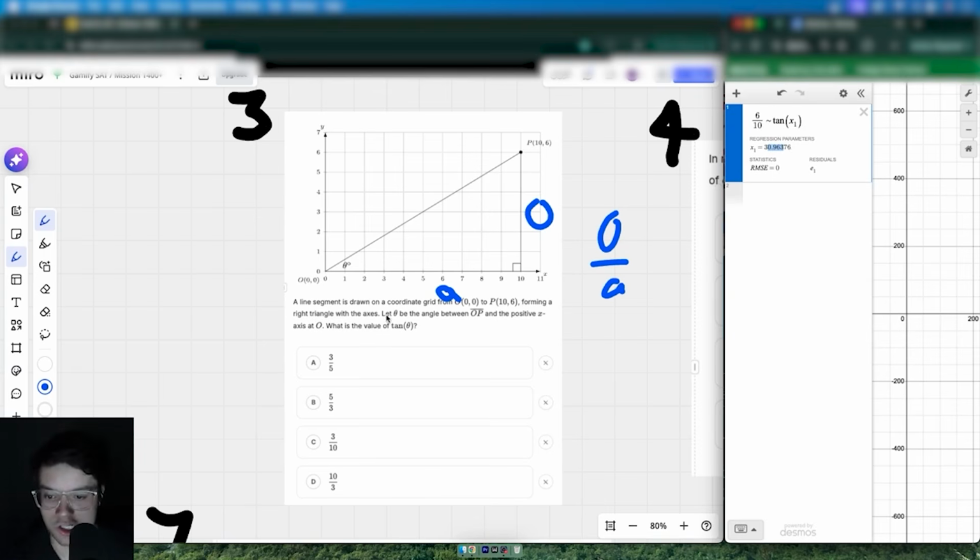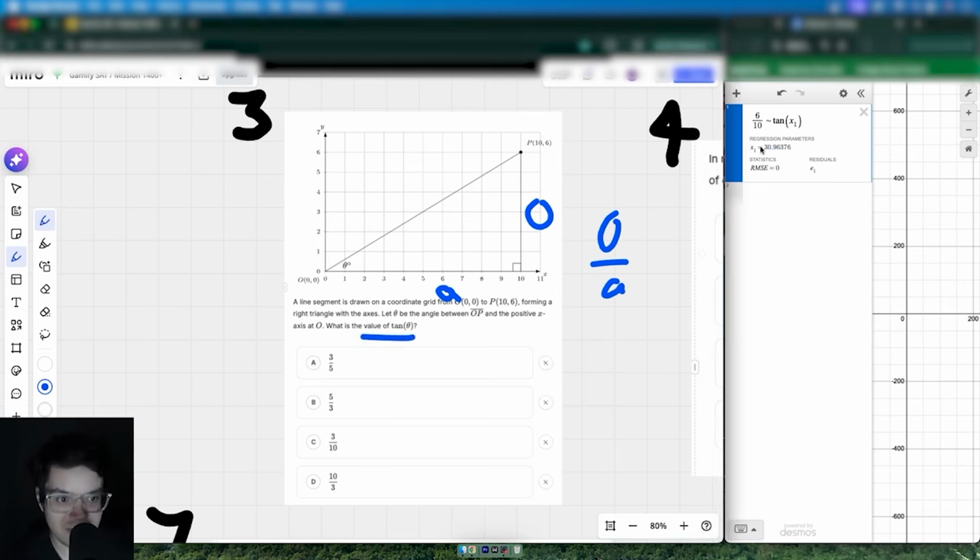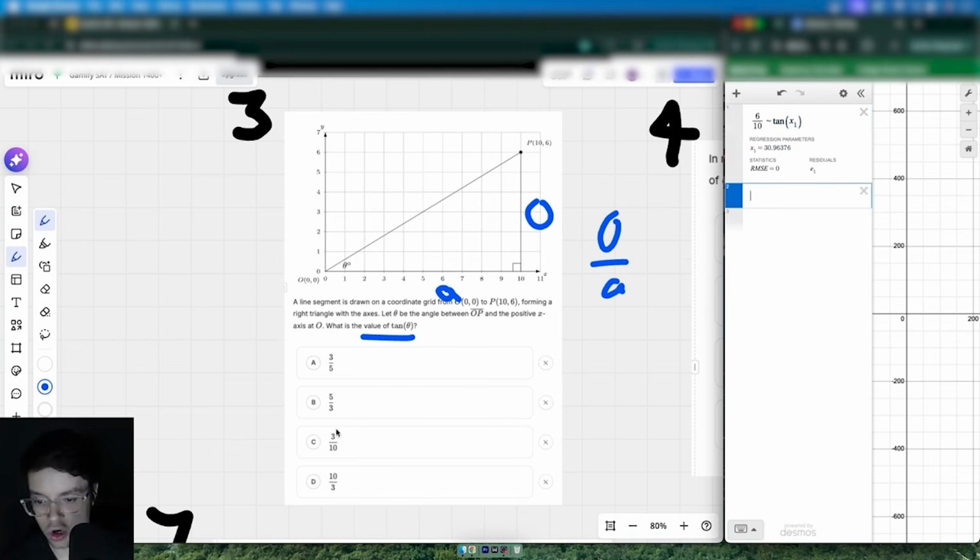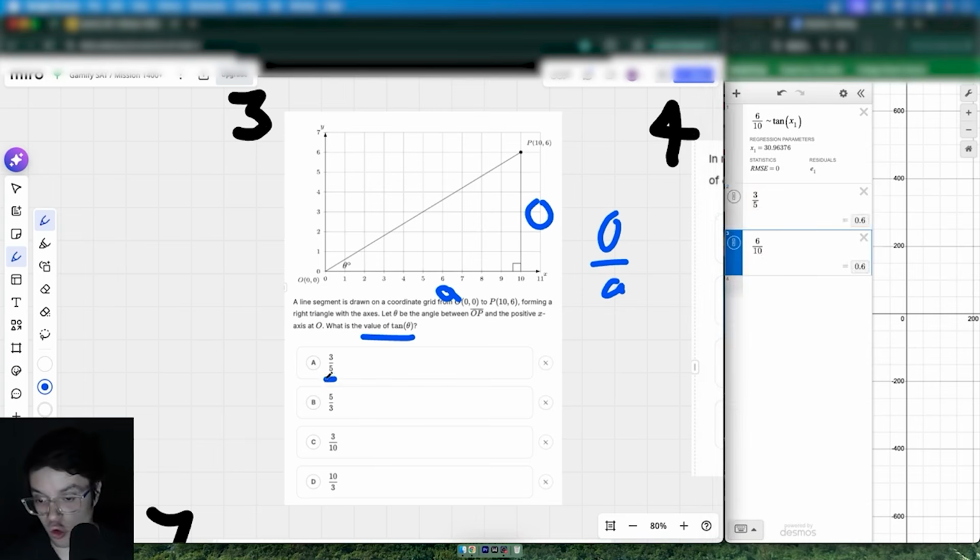Okay, so tangent of that angle is 30.96376 degrees. But you may have noticed here that it literally just says what is the value of tangent. So we actually did not even need to find the angle measurement. I just did that for you so you could see how it would work. All we actually need here is the 6 divided by 10 part, because that is what the tangent would be equal to, 6 divided by 10. So out of these choices, we're just going to see which one is equal to 6 divided by 10. It would just be 3 divided by 5. Yes, that is equal to 6 divided by 10. Both are equal to 0.6. So therefore, A would be the answer here.